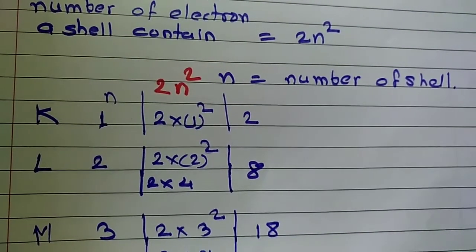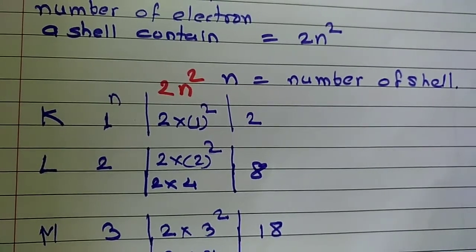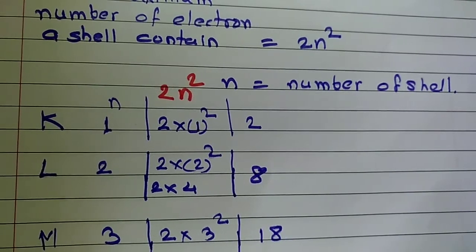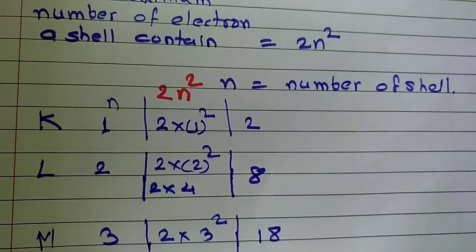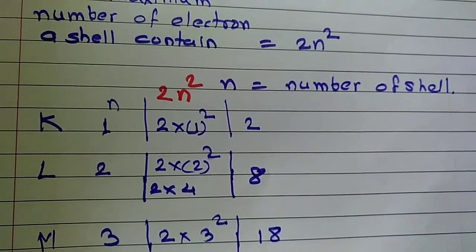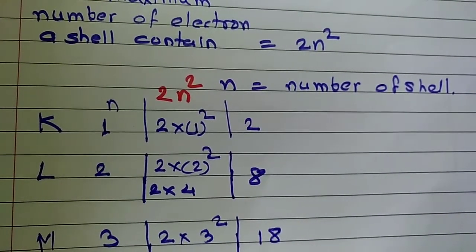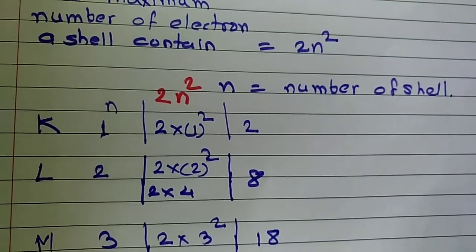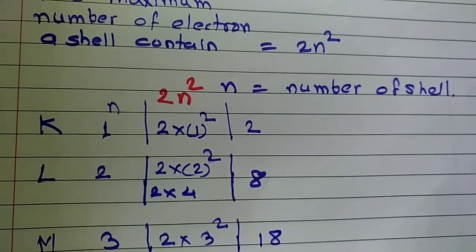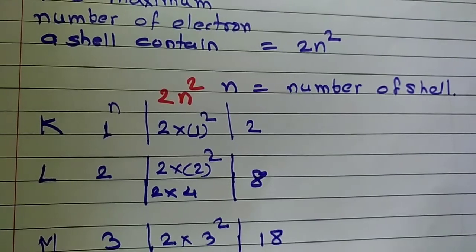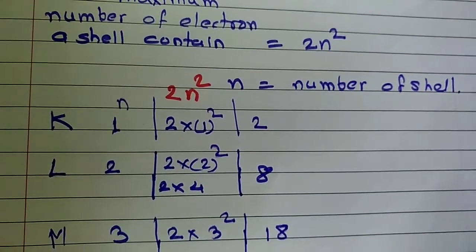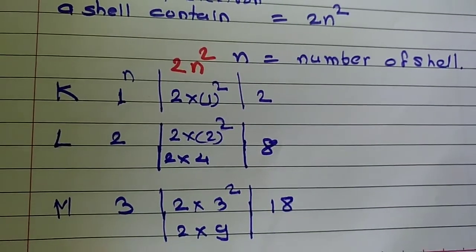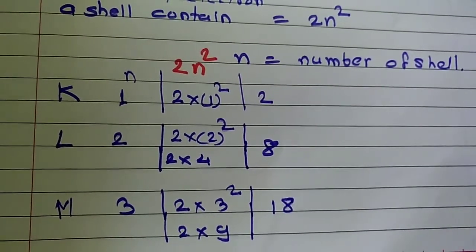Now L. The L is second shell. So ordinal number is 2. Formula to find out electrons 2n square. Put the values in the formula. 2 into 2 square. That is 2 into 4. How did 4 come? The square of 2 is 4. So 2 into 4 is equal to 8. How many electrons accommodate in L shell? 8. Now M shell. Its number is 3.